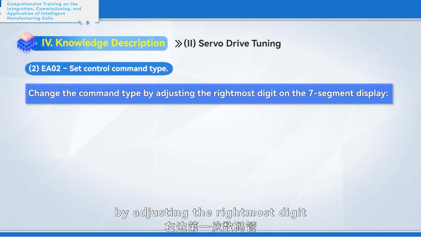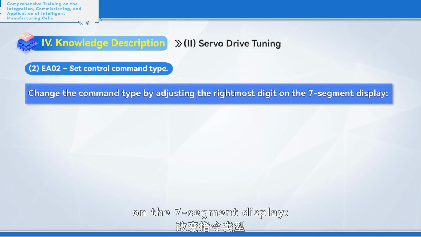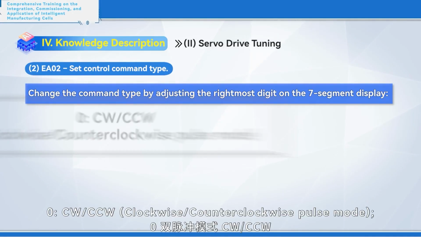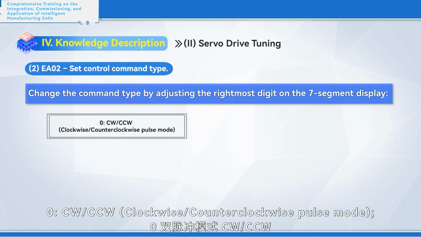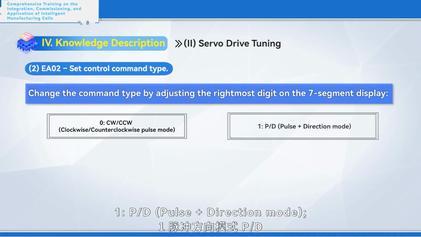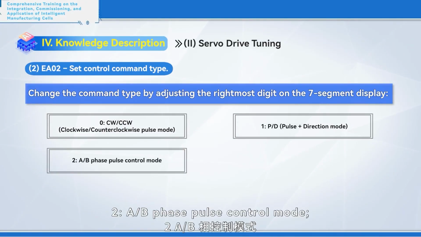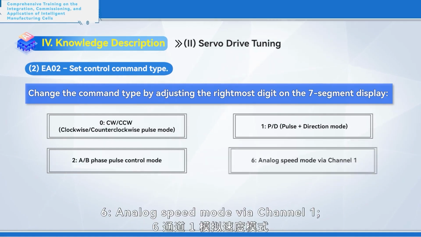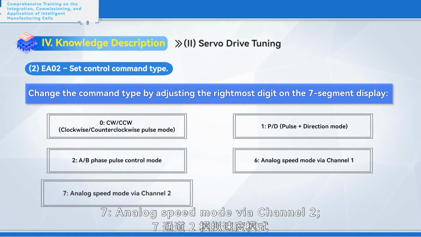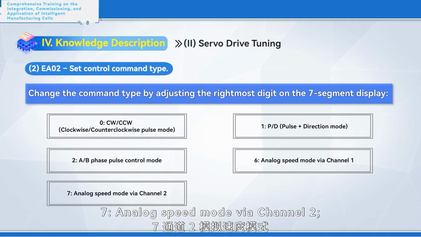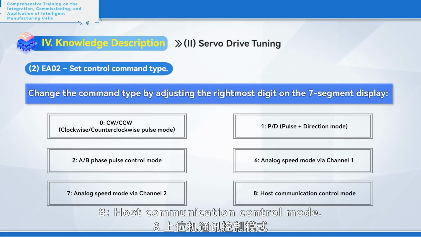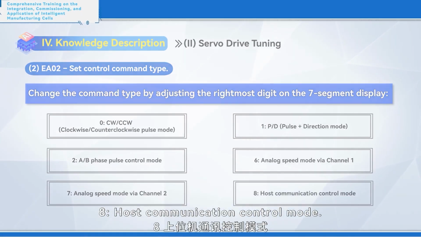Change the command type by adjusting the rightmost digit on the 7-segment display. 0: CW/CCW, clockwise or counterclockwise pulse mode. 1: PD, pulse plus direction mode. 2: AB phase pulse control mode. 6: Analog speed mode via channel 1. 7: Analog speed mode via channel 2. 8: Host communication control mode.